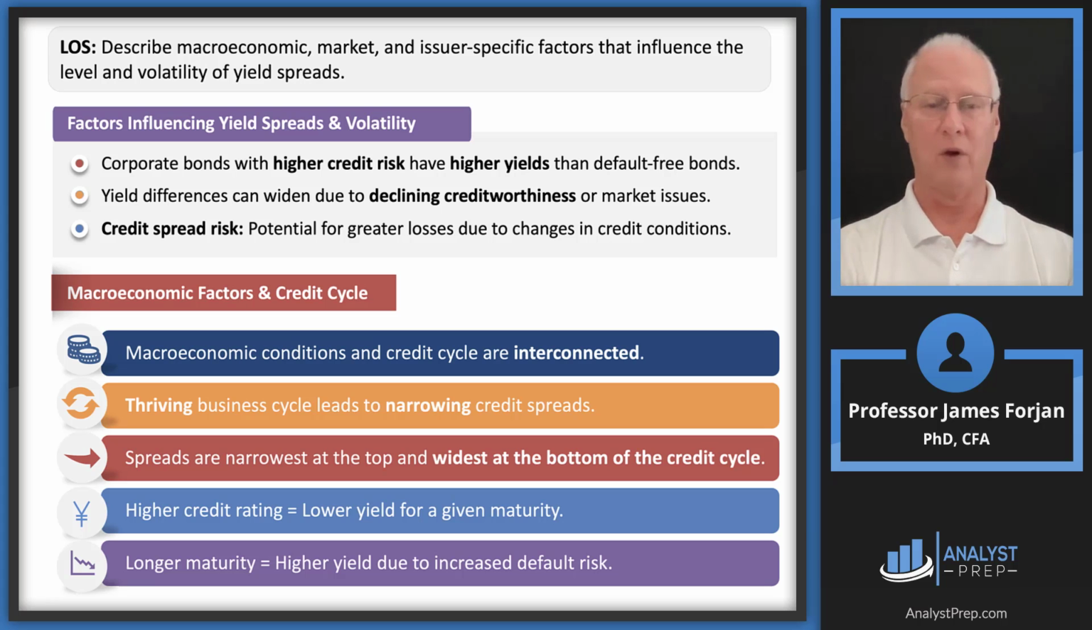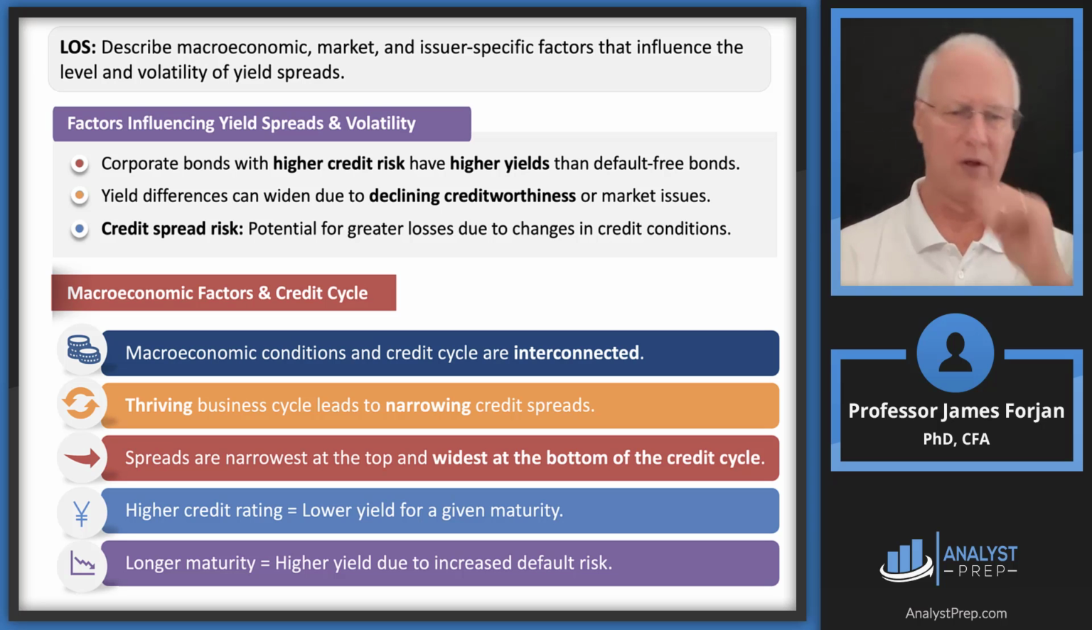And the Wall Street Journal, once a week, it'll say, hey, here are the 5 bonds that have the greatest change, both up and down, in their yield spread. So this is super critical, and the Institute is aware of that. Higher credit rating, lower yield. Yeah, we know all that kind of stuff.